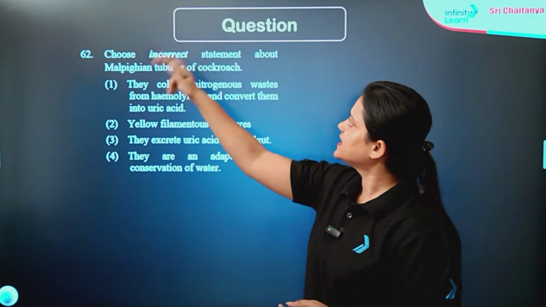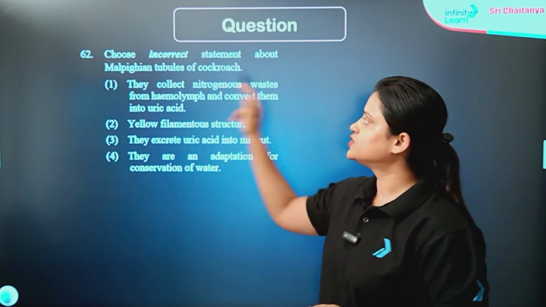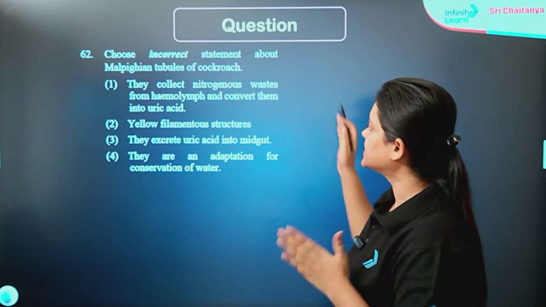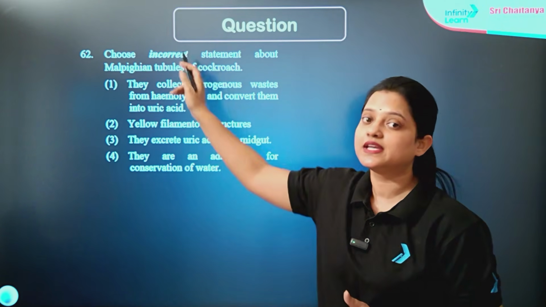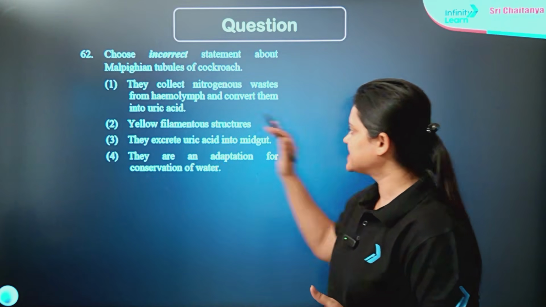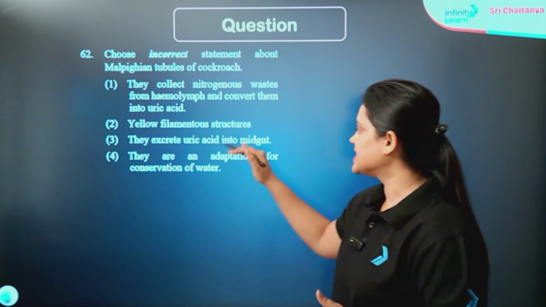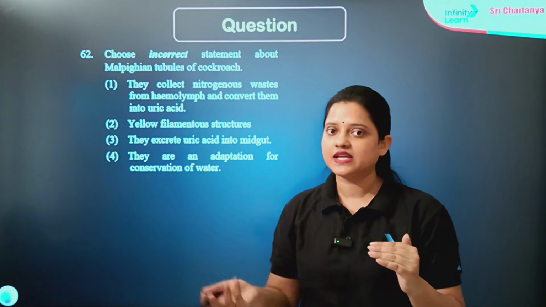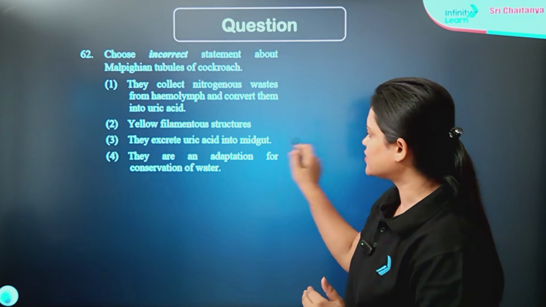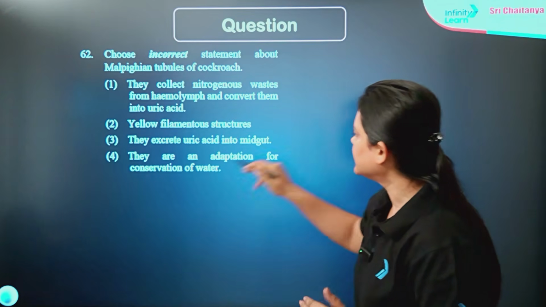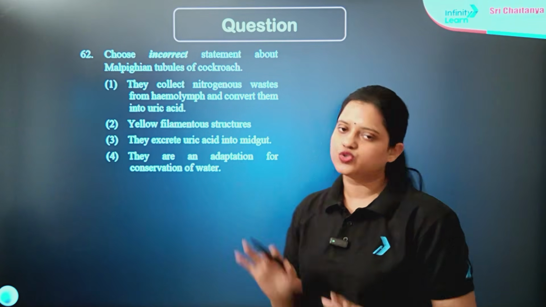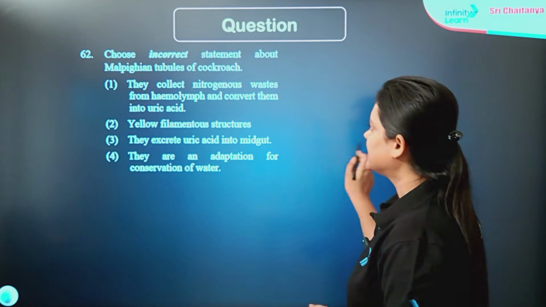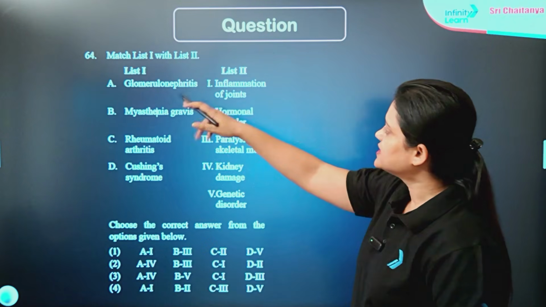Next, choose incorrect statement about Malpighian tubules of cockroach. They collect nitrogenous waste from hemolymph and convert them into uric acid. This is true. We want the incorrect one. Yellow filamentous structure, true. They excrete uric acid into midgut, no. So they are present between midgut and hindgut, so they will excrete in hindgut, not midgut. So this is wrong. They are an adaptation for conservation of water. That's true. So here the answer, which is incorrect statement, will be 3. Right? Next, match list 1 with list 2.